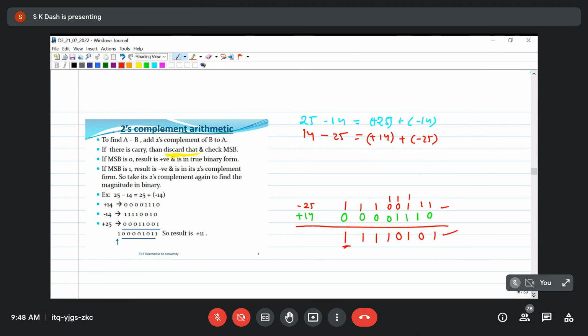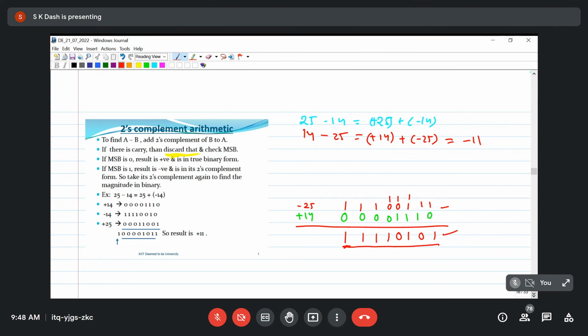Next I need to check the sign bit, the most significant bit. Is it 0 or 1? The sign is 1, and 1 means it is a negative number. For a system, this is your final answer. But from the exam point of view, we need to show that 14 minus 25 is minus 11. From this number, how do we know it is minus 11? You need to take the 2's complement of this number again.